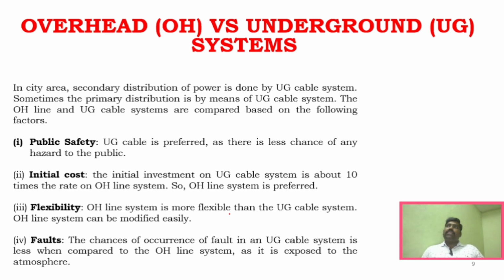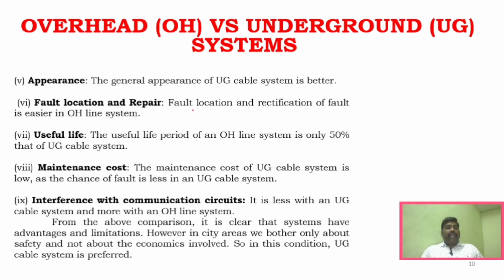So the overhead cable system may undergo faults very frequently. That's because it is exposed to atmosphere, sunlight, right? And the other thing is appearance. The general appearance of the UG cable system is better. Underground cable system is better than the overhead cables. As I said, fault identification. Even though the chances of getting faults in underground cables are lesser, fault identification is very, very difficult, whereas it is very easy in overhead cables, right?